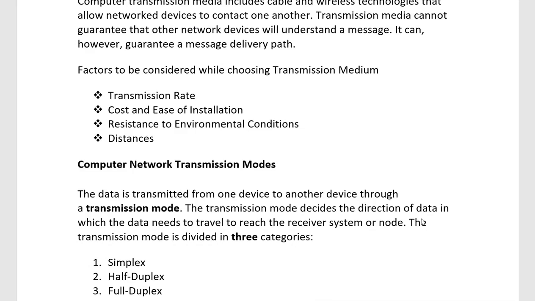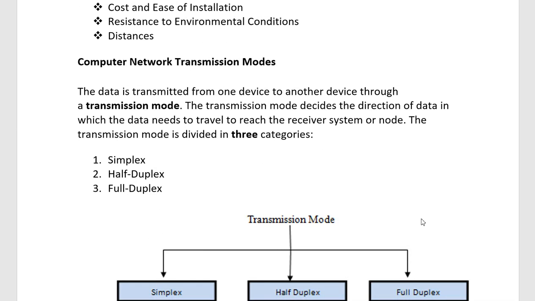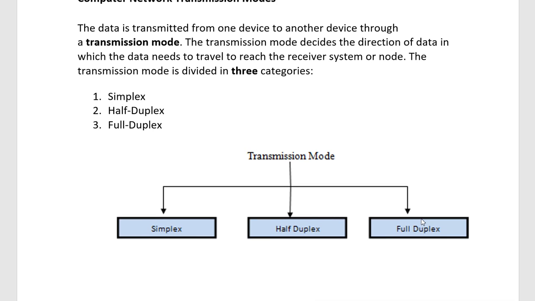Then computer network transmission modes. The data is transmitted from one device to another device through a transmission mode. The transmission mode decides the direction in which the data needs to travel to reach the receiver system or node. The transmission mode is divided into three categories: simplex, half duplex, and full duplex. So we have three categories, which are simplex, half duplex, and full duplex.